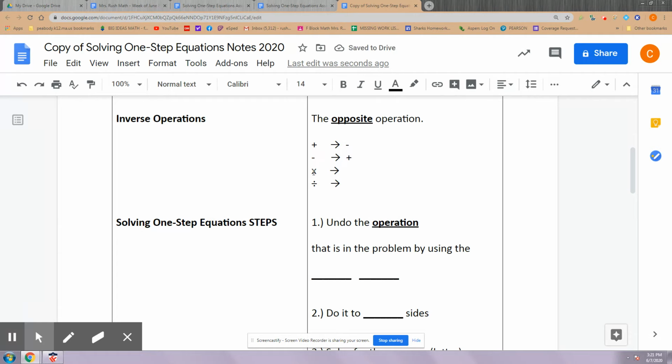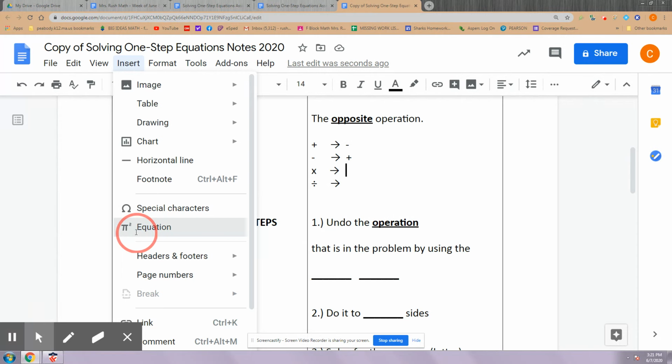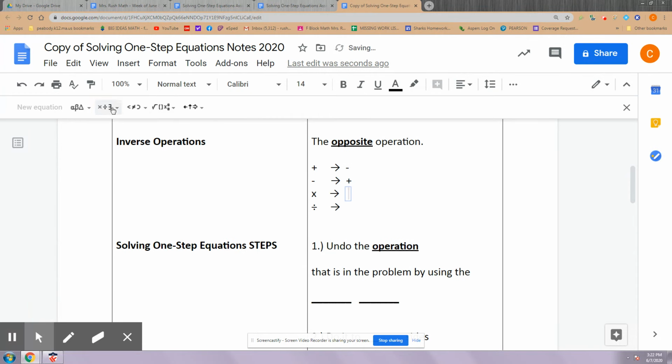When they give you a multiplication sign or a multiplication problem, the opposite is division. All right, let me put a little division sign up here. The opposite is division. And when they give you a division problem or a division sign, the opposite is multiplication. All right, so remember, we're going to be using inverse operations to solve one-step equations, and inverse just means the opposite operation. All right, great.